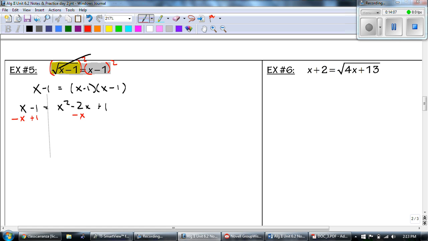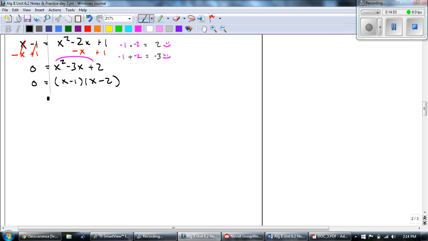I'm going to subtract the x. I'm going to add the 1. So we get 0 equals x squared minus 3x plus 2. Okay? So we got to do the same thing. We got to figure out what numbers multiply to get to 2, but add to get to -3. And that is -1 and -2. So we can do our shortcut. 0 equals x minus 1 and x minus 2. And then we get our answers of x equals 1 and x equals 2.